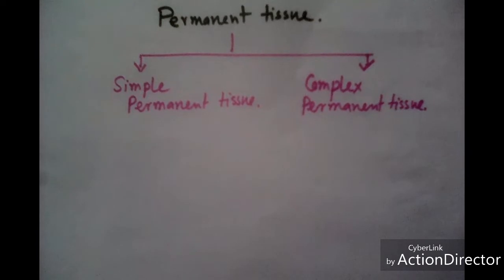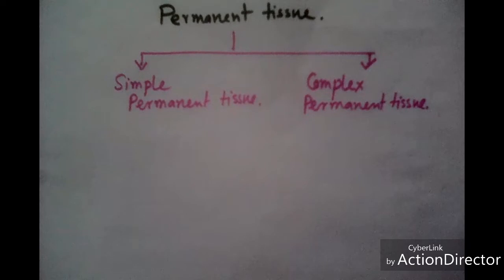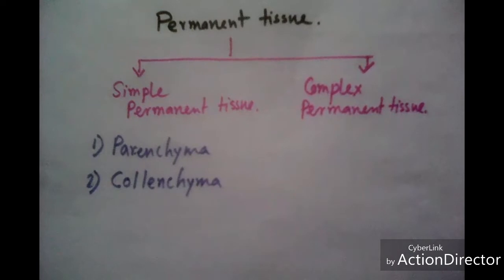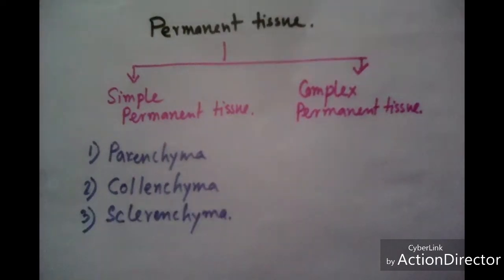When a tissue is made up of only one type of cell, it is called simple permanent tissue. Simple permanent tissue is divided into three types: parenchyma, collenchyma, and sclerenchyma. When a tissue is made up of only parenchymatous cells, it is called parenchymatous tissue. When it is made up of only collenchymatous cells, it is called collenchymatous tissue. And when it is made up of only sclerenchymatous cells, it is called sclerenchymatous tissue. So this is simple permanent tissue.